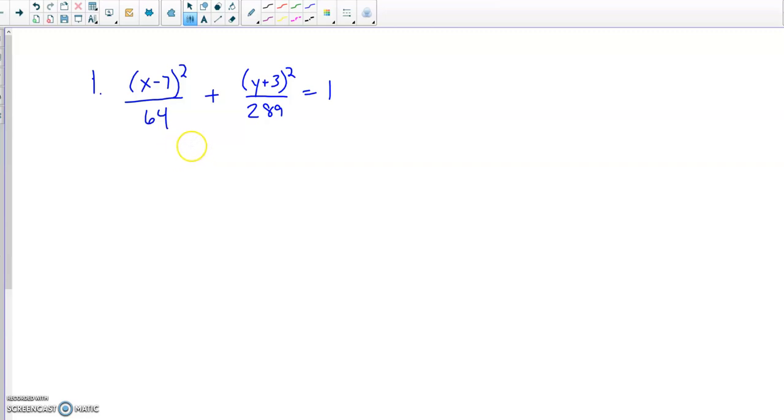Okay, so we know this is going to be an ellipse because of the plus sign. We're going to pick out our center. Remember, we're going to change the signs. Anytime you pull anything out of the parentheses, you're going to change your signs. So that would be 7 and -3.